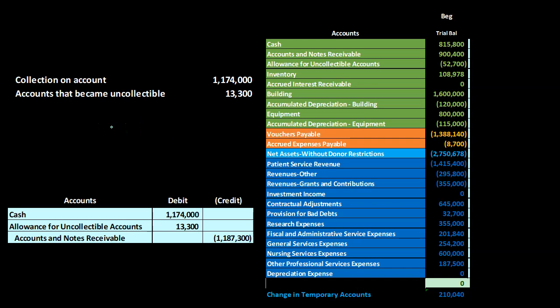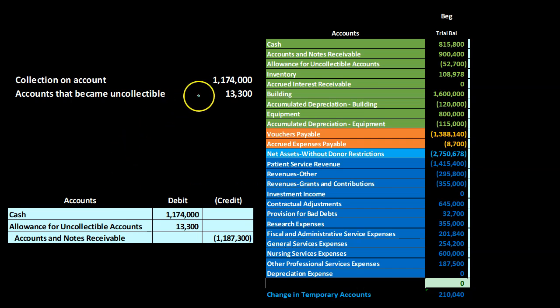Collection on account of the 1,174,000. Accounts that became uncollectible are going to be 13,300. We will be recording these transactions as if we're recording a lump sum of all the similar transactions during the time period. So obviously whenever someone pays us on account, we would basically have this type of transaction, collecting the cash and decreasing the accounts receivable, where we're going to record all those transactions as if they're basically one lump sum transaction throughout the time period.